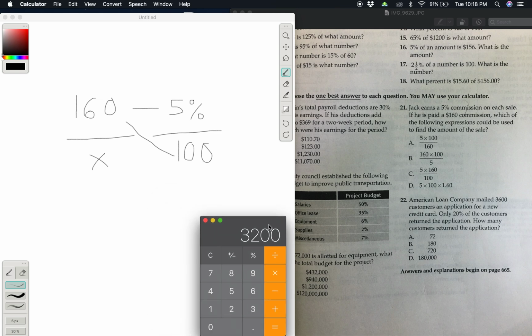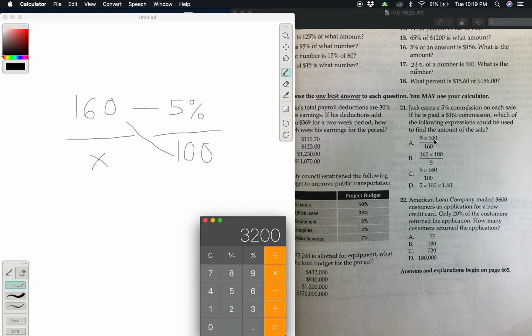Though they're not asking for the answer, they're asking how you set it up. You can see we did 100 times 160, then divided by 5. Whichever way you do this, if you set it up with 100 first and then 160 back here, it still comes out the same number. Then divided by 5. So that's what we did: 100 times 160 divided by 5. It will always be this way. So B is the correct way to set it up here.